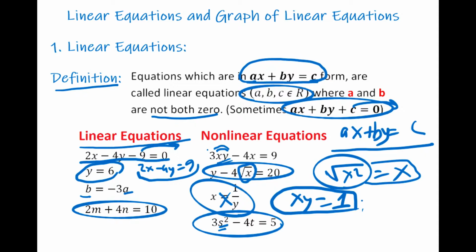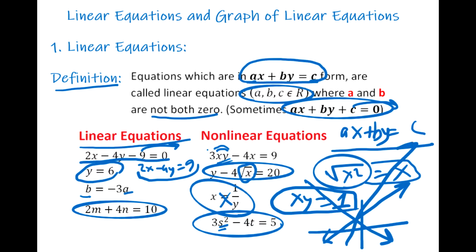When it comes to saying what a linear equation looks like, we can say that it's a line. For example, this line is a linear equation, or that line is a linear equation. This line is a linear equation, but it should be a straight line.